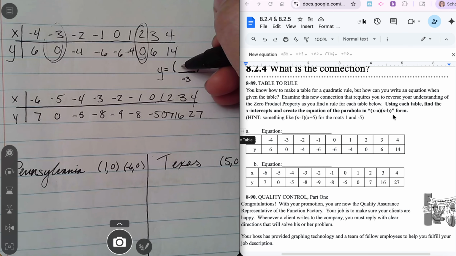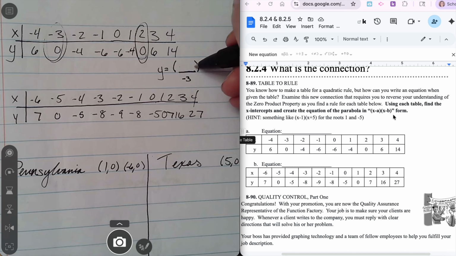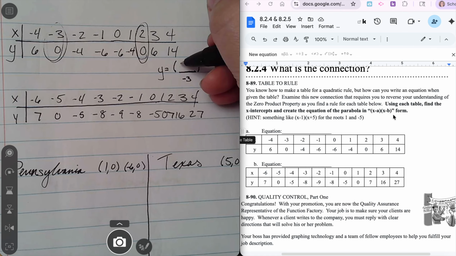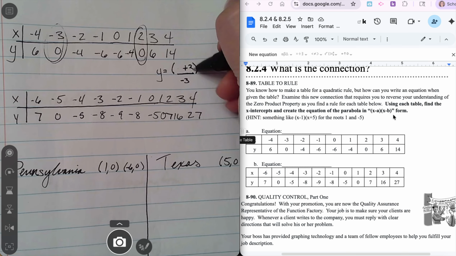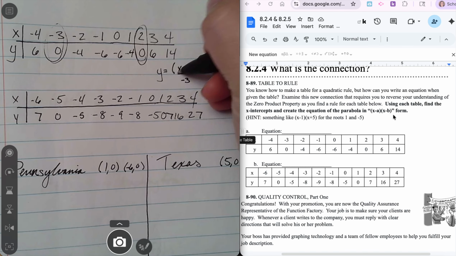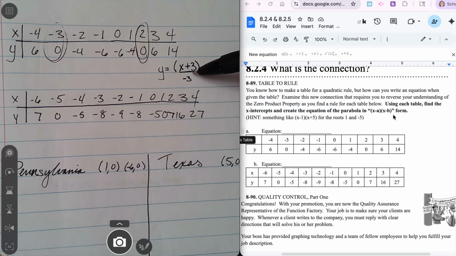So what I need to do is something minus something needs, or -3 minus something needs to work out to 0. So -3 minus -3 will give me 0, which would mean that -3 minus a negative would be +3. So this works out so that -3 makes this 0. So that's my first factor.